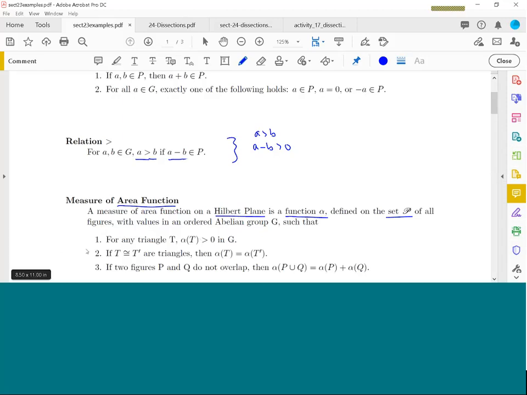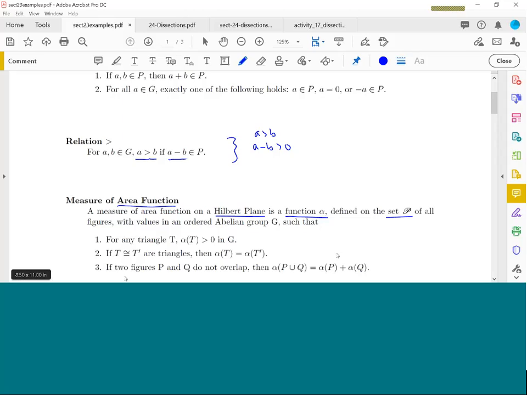Okay? So here are your properties, and there's three of them. The first one is, if you have a triangle and you plug the triangle into your area function, you better get back a positive number. In other words, the area of a triangle is positive. The second condition that you've got is if you've got two congruent triangles, then their areas have to be the same. So if you've got two figures that are congruent, same area, except this is specific to triangles.